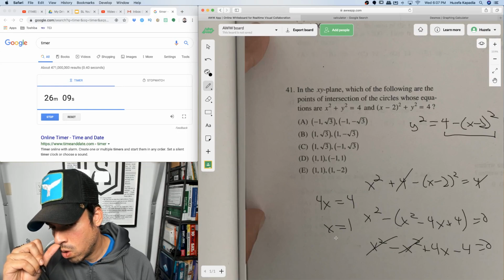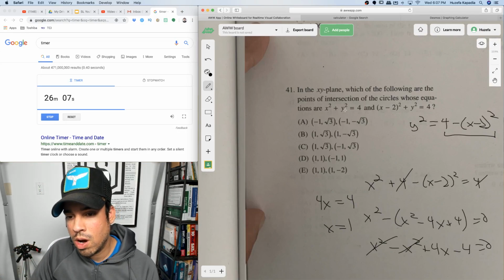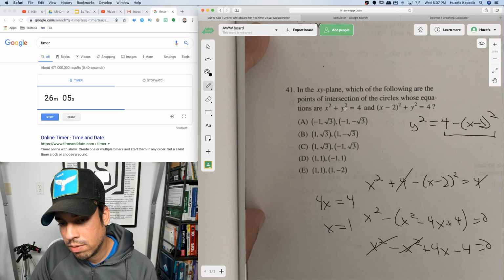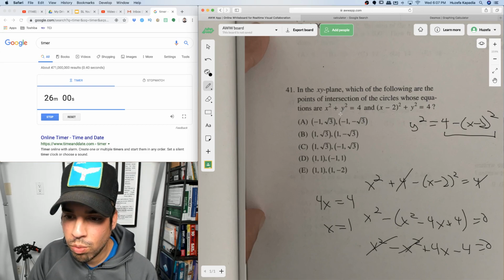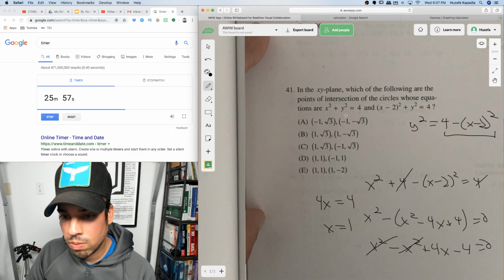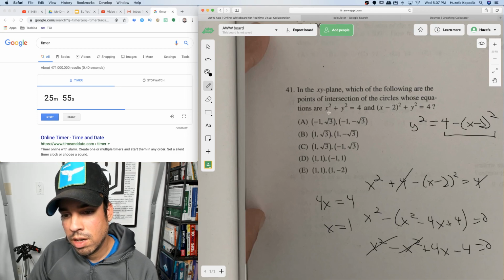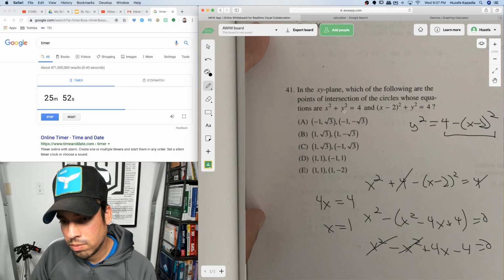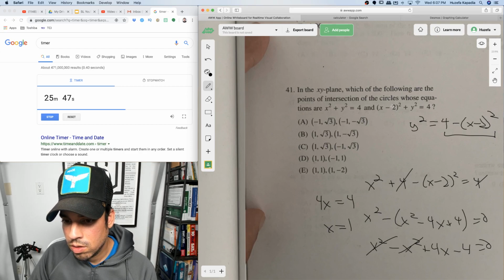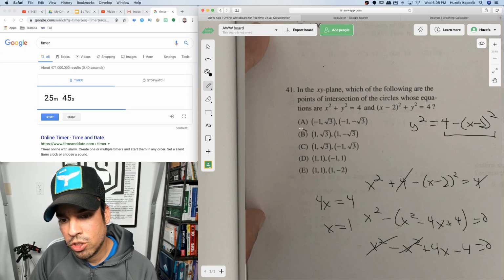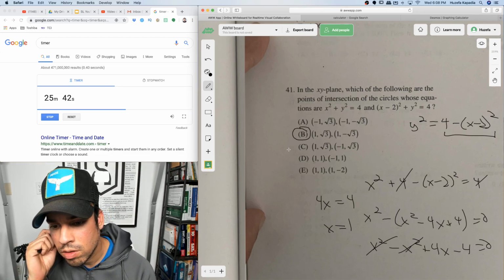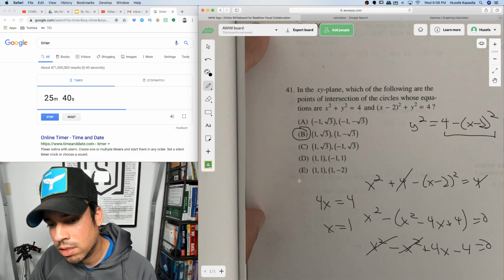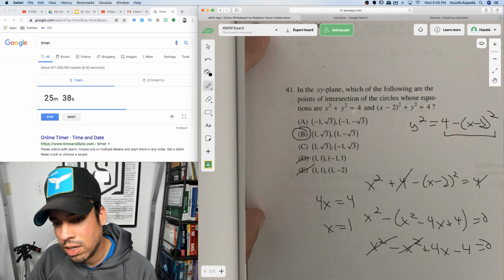X equals 1. Y equals the square root of 3 and negative square root of 3, because both work. Both give me 4. So I think it's x equals 1. Yeah, I'm pretty sure it's this one. 1, 1 doesn't make any sense. This fails both equations. This is not even on this circle. Negative 1.